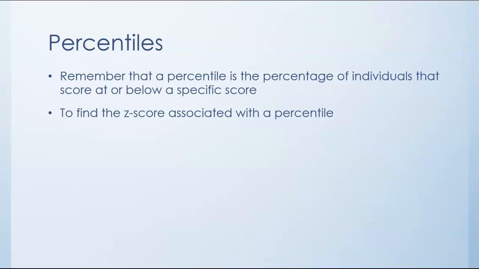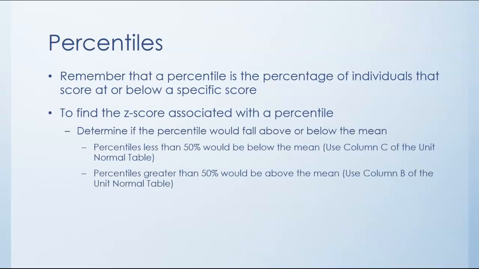So this is a little bit confusing. We're still going to be using our unit normal table. I've got an example on how to do this to help you guys out. We're going to determine whether this percentile would fall below or above the mean. Remember that percentiles less than 50% would be below the mean, and in that case, we are going to use column C to find those values. For any percentile greater than 50%, we would be using column B.